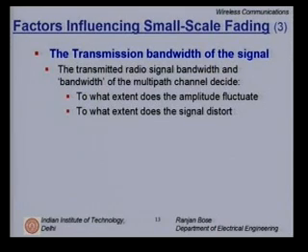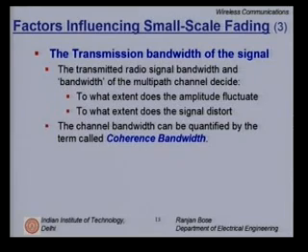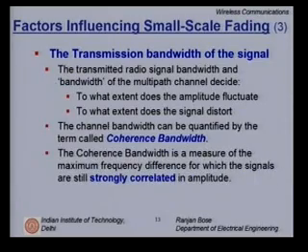So, the question being asked is, what is the relationship between the actual transmitted signal bandwidth and the so-called bandwidth of the multipath channel? The channel bandwidth can be quantified by a term called coherence bandwidth. We will mathematically define the term coherence bandwidth in one of our subsequent lectures. But right now, the coherence bandwidth is a measure of the maximum frequency difference for which signals are still strongly correlated in amplitude. What does this mean?